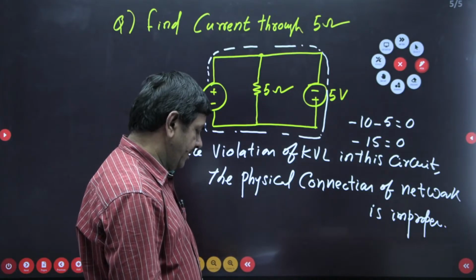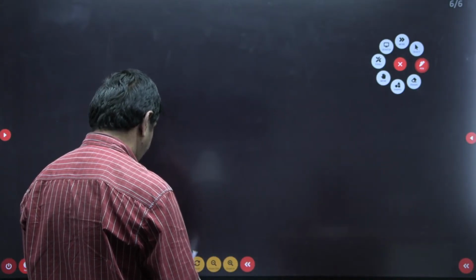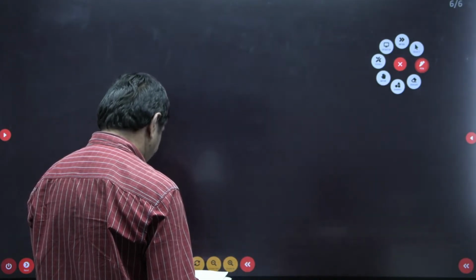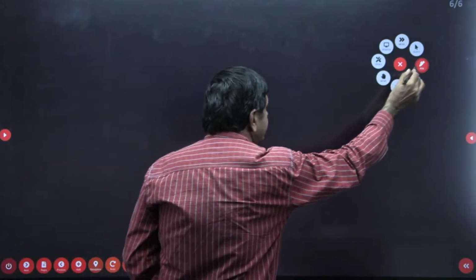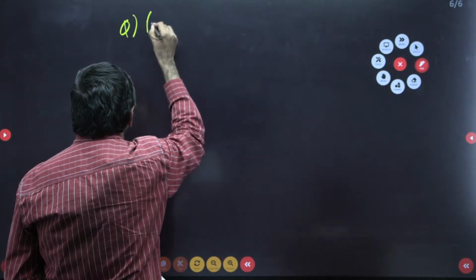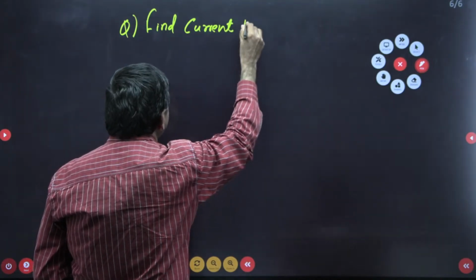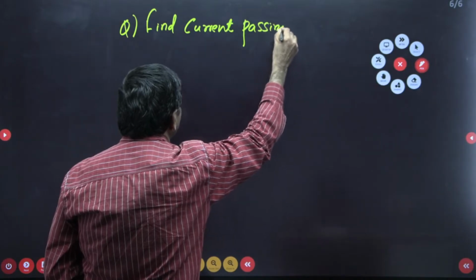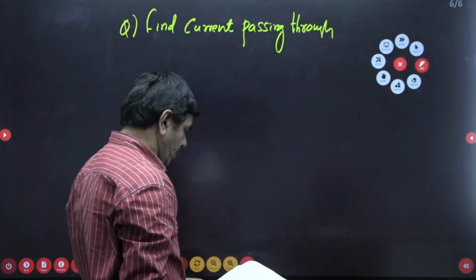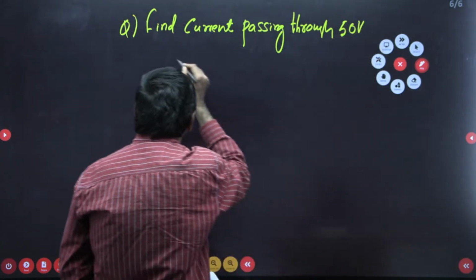I want to give one more question here now in your hand. The next problem. Find current passing through the 50 volts source. The 50 volts source is given.